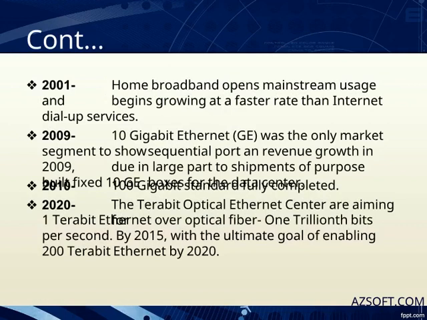2009, 10 gigabit Ethernet, GE, was the only market segment to show sequential port and revenue growth in 2009, due in large part to shipments of purpose-built fixed 10 GE boxes for the data center. 2020, the terabit optical Ethernet center are aiming for 1 terabit Ethernet over optical fiber, 1 trillion bits per second, by 2015, with the ultimate goal of enabling 200 terabit Ethernet by 2020.